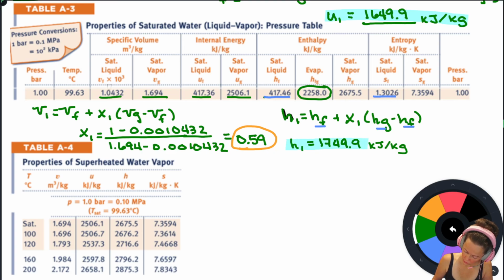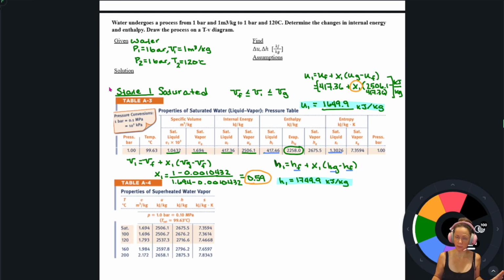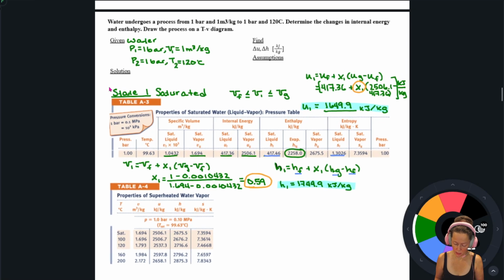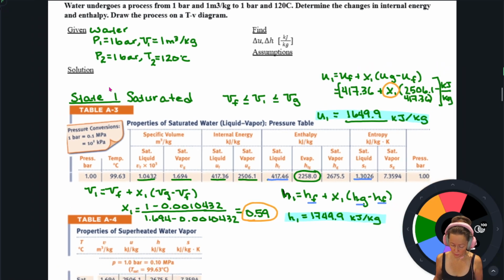Perfect. Awesome. All right. So I've got state 1, everything that I need about state 1. Now I need to go to state 2. So state 2, they tell me it's at 1 bar and 120 degrees Celsius. So the first thing that I would do is go back to those saturated tables to figure out what phase we're in. So at 1 bar, that saturation temperature is 99.63. We're at 120 degrees Celsius, which means that our temperature is above the saturation temperature at 1 bar. So I know that we're superheated. So I need to go to my superheated tables.